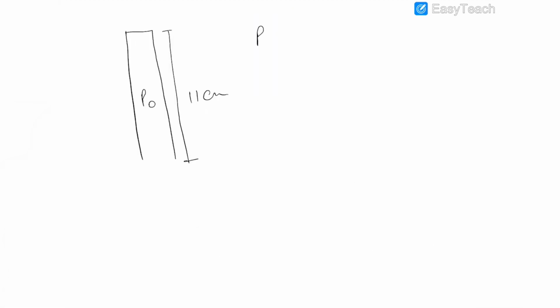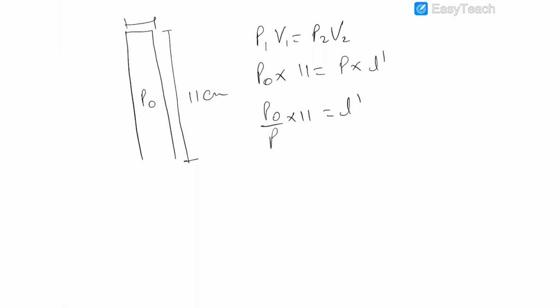So we can use the condition P1 V1 is equal to P2 V2, as we all know that in these kind of questions we can use this condition. So P1 is P naught into V. Now V is area into length, and area would be cancelled out in both terms, so we can directly use the length. So P naught into 11 will be equal to P into L dash. So P naught by P into 11 is equal to L dash.